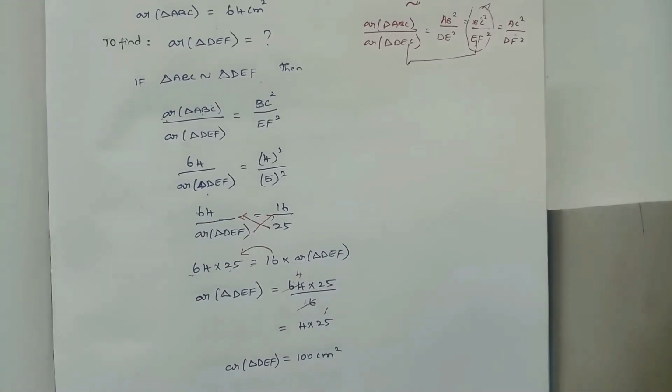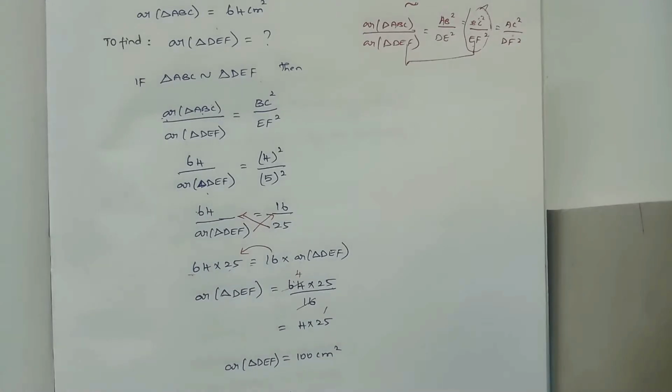Understood? So what is the condition? Once again, just recalling the condition. If two triangles are similar, then the ratio of the area of the two similar triangles is equal to the square of the ratio of their corresponding sides. This is very important.